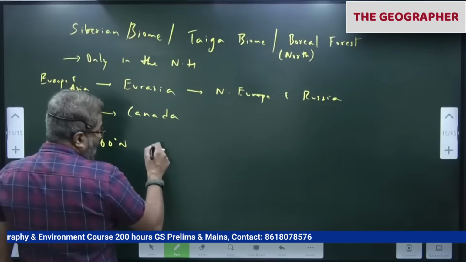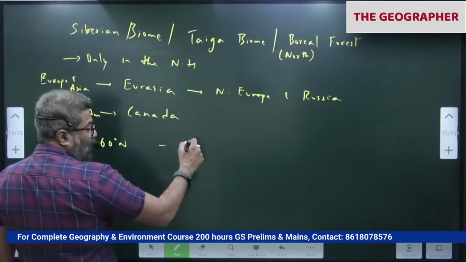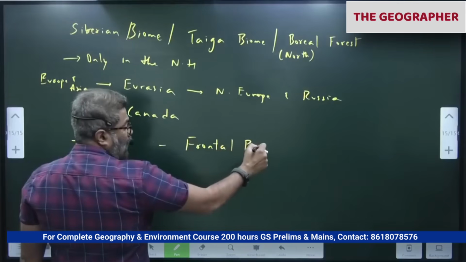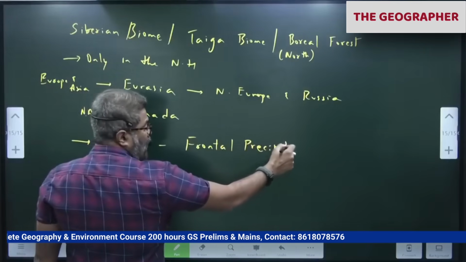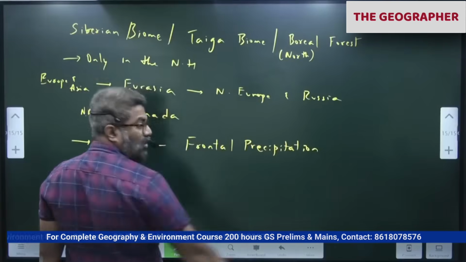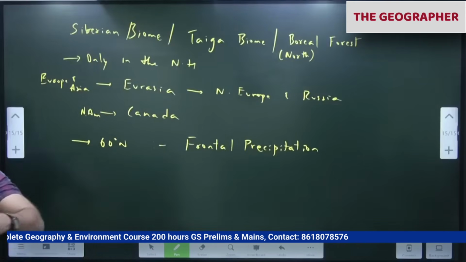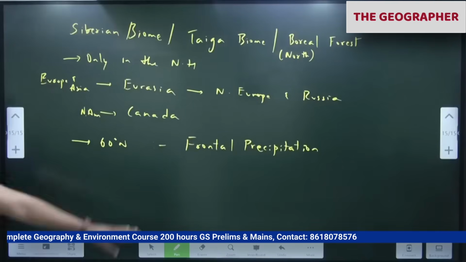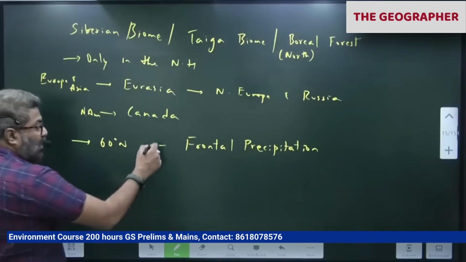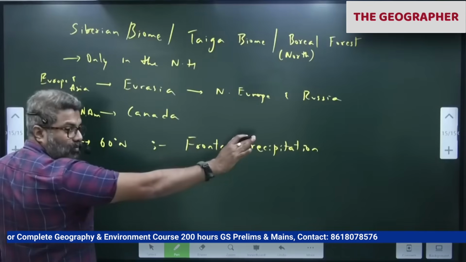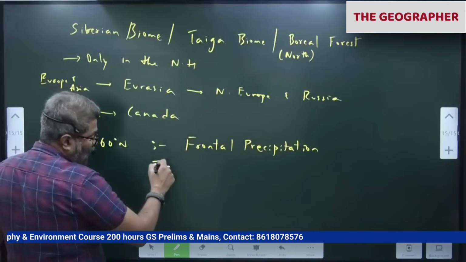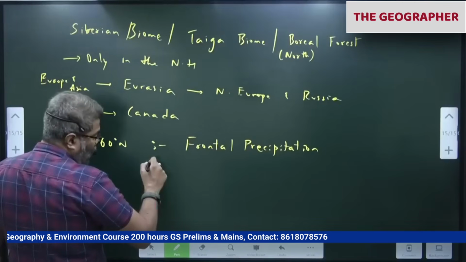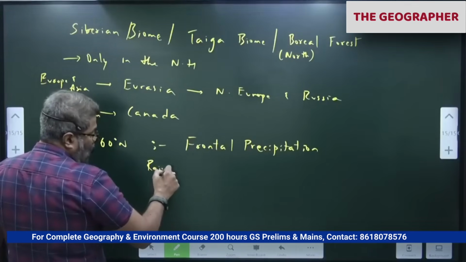Along 60-degree north, we get what type of rainfall? Frontal precipitation, if you all remember. Remember warm air mass and cold air mass meet, then the warm air mass goes up causing precipitation. Warm front, cold front. Frontal precipitation we receive. As a result, rainfall is throughout the year. In summer it rains, in winter snowfall. Rainfall throughout the year. Please write.